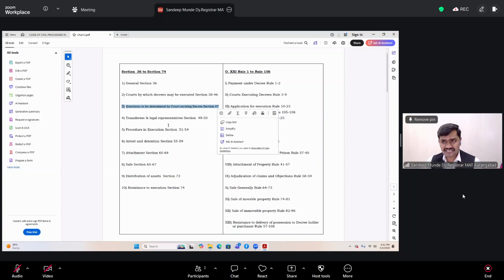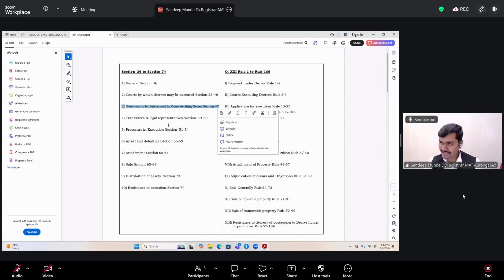So, once the execution proceeding has been filed and any question with regard to the right, title, interest, or any of these things arises, all such questions have to be determined by the court where the execution proceeding is pending, and for that purpose, no separate suit will lie. So, section 47 and rules 58 and 59.